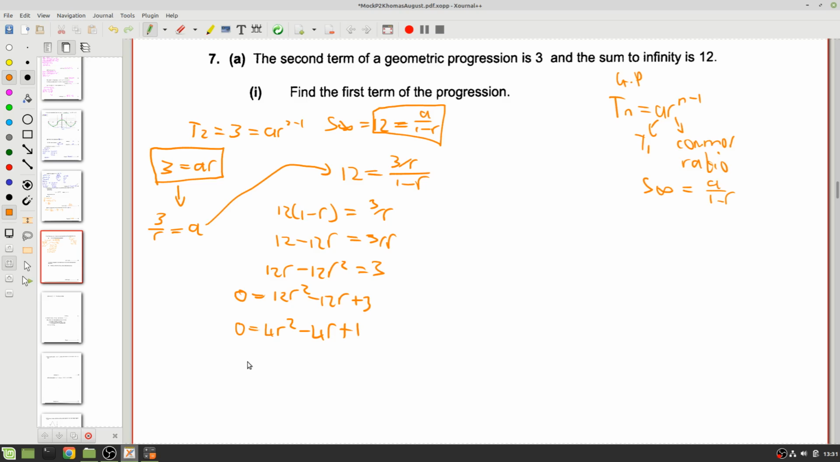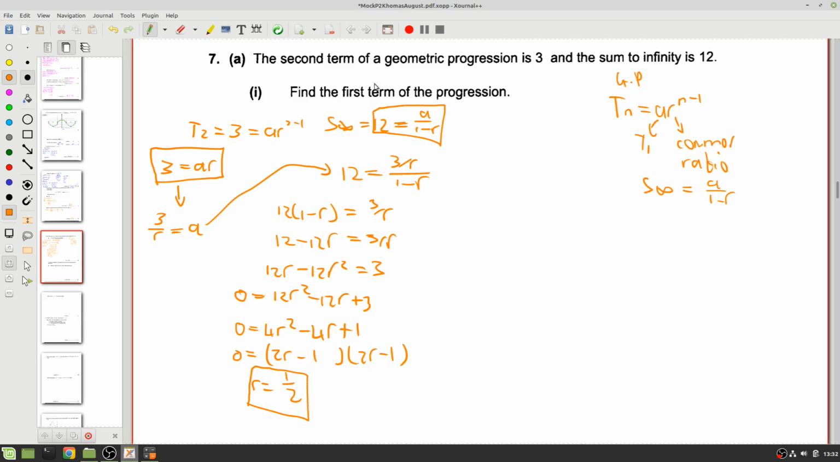So I think this one can factorize. Let's quickly check. Yes, that should be able to factorize. So we're going to do 2r minus 1 and 2r minus 1. So 2r times 2r is 4r squared. 2r times negative 1 is negative 2r, minus another 2r is negative 4r, and negative 1 times negative 1 is positive 1. Great. So we know r is equal to, take the 1 over and divide it by 2. So r is 1 over 2, and the same for this one, so we can just use that part.